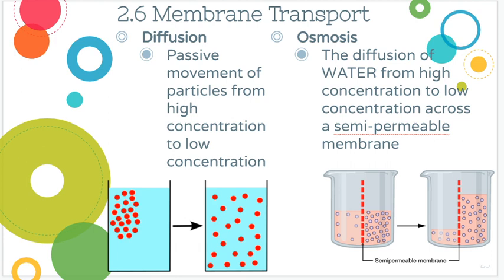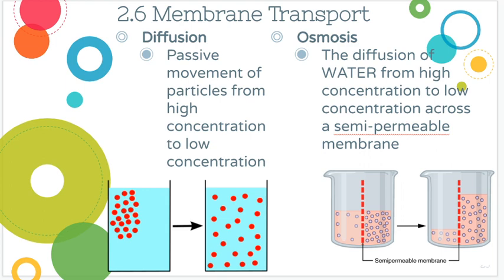But osmosis is a very specific type of diffusion because it is the diffusion of water from high concentration to low concentration across a semi-permeable membrane. And that's the key: osmosis involves water only. It involves a semi-permeable membrane, where diffusion does not necessarily involve a membrane, right?